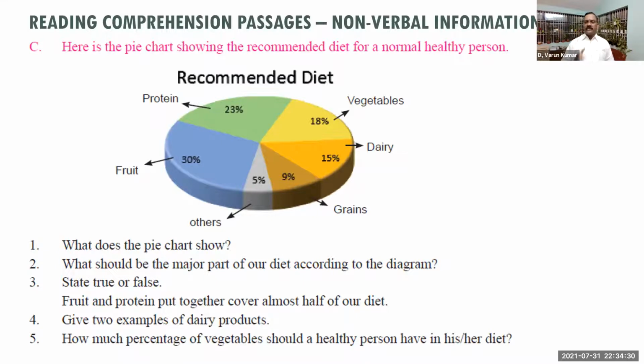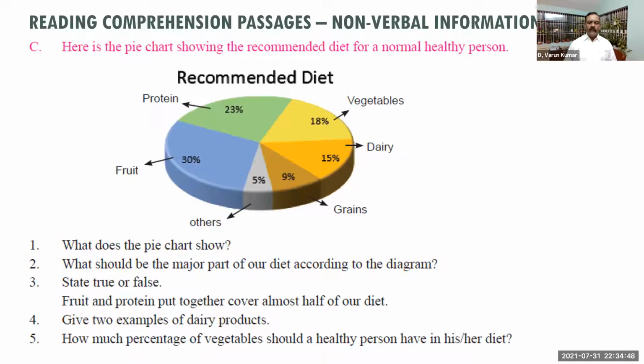I have already told you the first question generally is what is the picture about? What is the pie chart about? What is the bar diagram about? What is the table about? So what is the tree diagram about? This is the first question. It is a stock question. Actually, it comes in our 10th class also previously.